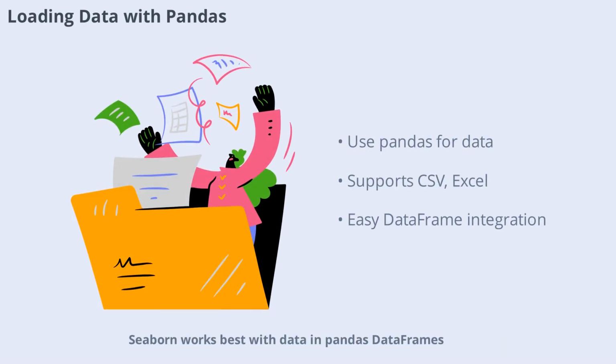Seaborn works best with data in Pandas data frames. You can load your data from CSV files, Excel sheets, or even directly from online sources using Pandas. Once your data is in a data frame, Seaborn can easily access columns for plotting. This integration makes it simple to manipulate, clean, and visualize your data all in one workflow. Let's see how to load a sample dataset and prepare it for visualization.